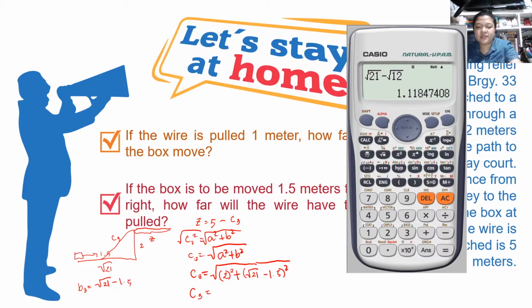Gamit ang ating calculator. So, square root of 2 squared plus, open parenthesis, square root of 21 minus 1.5, squared. So, ang sagot ay 3.674543906, or 3.67.